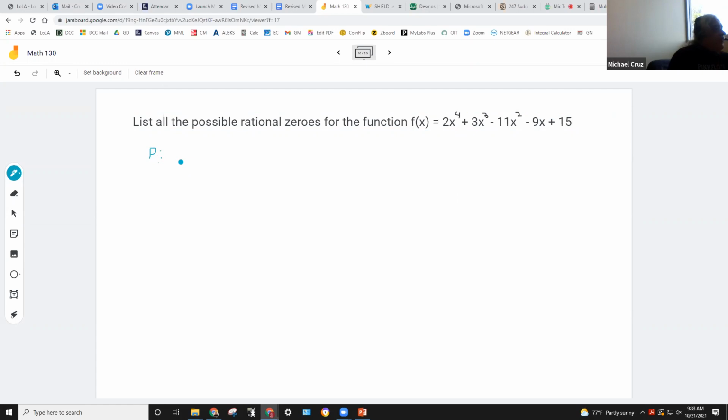Okay, so P is 15. See, this is P. And then this is Q. So for P, it's plus or minus 1. Plus or minus 1 is going to be a possible factor in all of them. 3 is also a factor, so we're throwing in plus or minus 3. And then plus or minus 5 and plus or minus 15. And then Q.